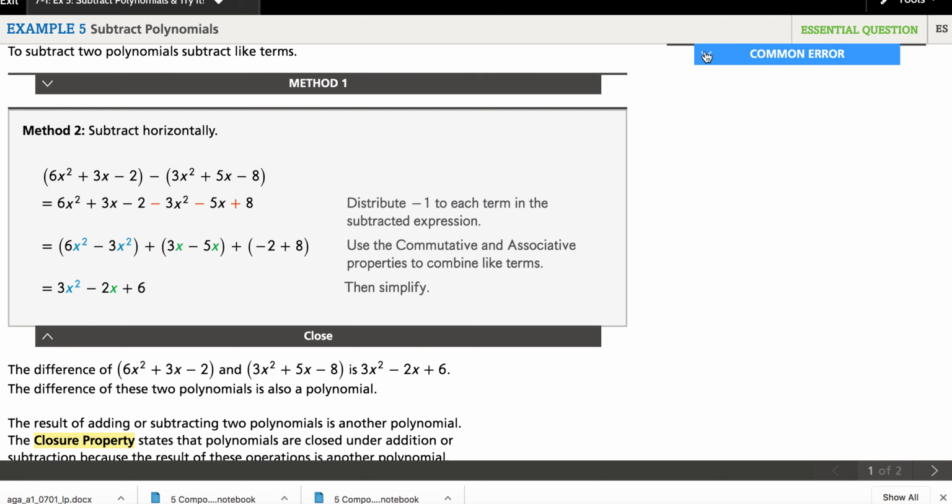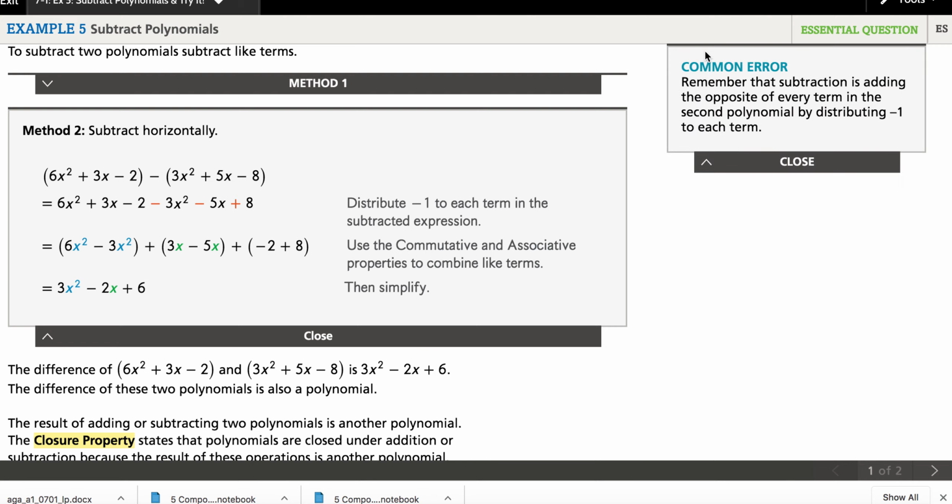Let's take a look at the common error. The common error is about distributing. So remember that subtraction is adding the opposite of every term in the second polynomial by distributing negative to each term. This is a very important point: distributing negative 1 to each term.